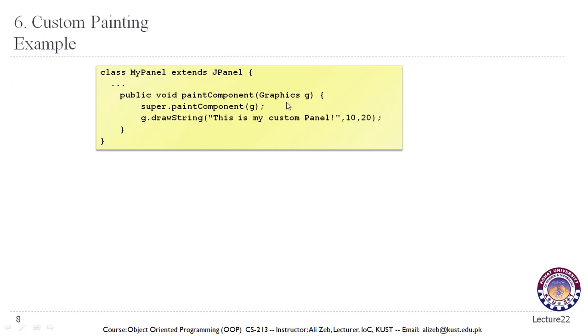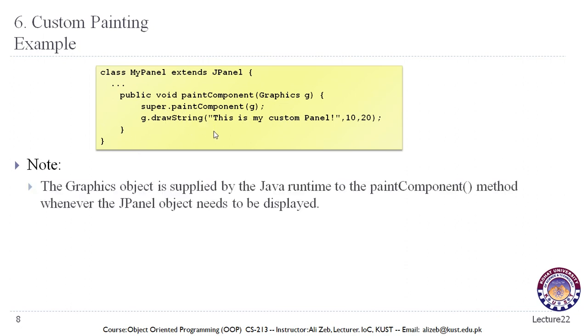For example, we have a class MyPanel extends JPanel, and we have the method public void paintComponent, and this is the first thing that we should do in our class: in the paintComponent method we call the superclass paintComponent method by passing the object of the Graphics class. Then we can use the object to draw things on our panel.